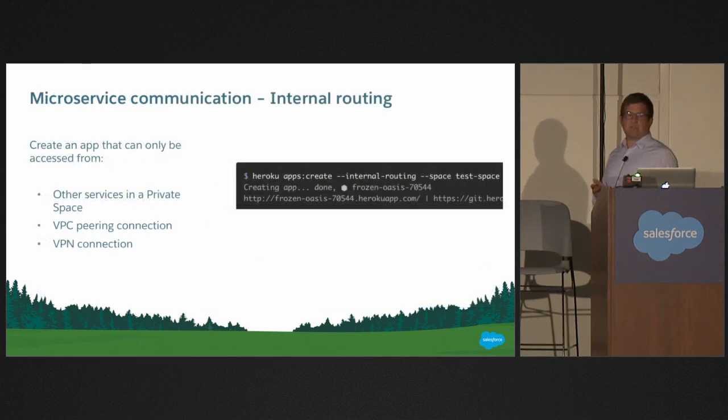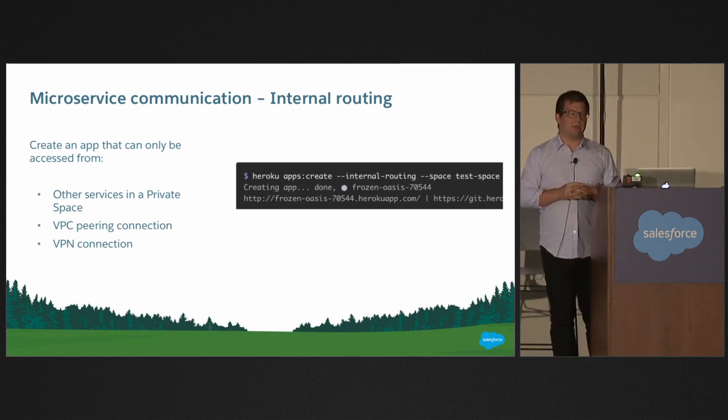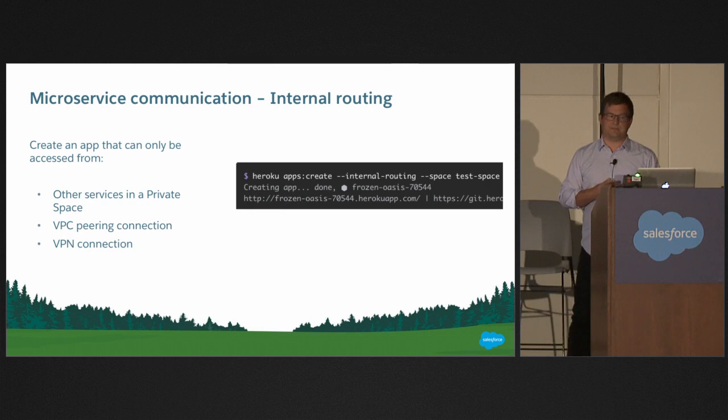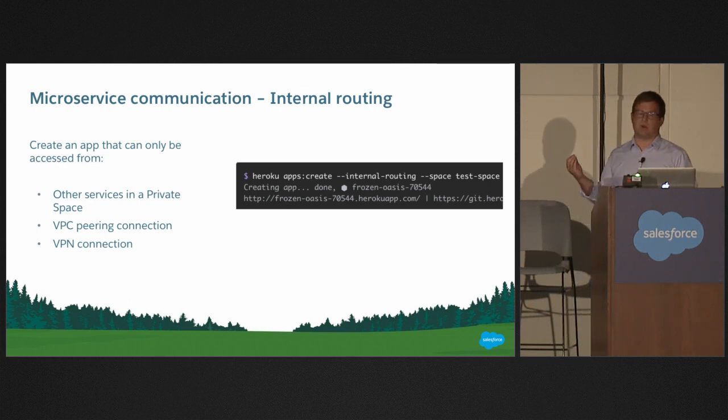As it relates to microservice communication, this is the feature we just made GA two weeks ago, but it's our internal routing feature. This allows you to create that app that's only available from other services in the private space or via VPC peering or VPN connection. And it's as simple as setting a flag once you create the new application.